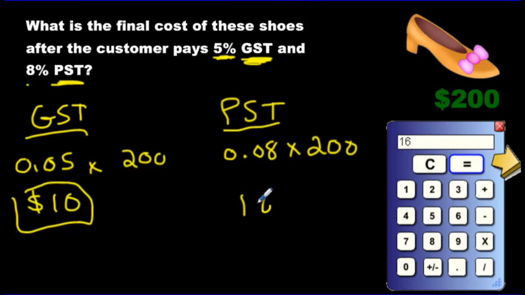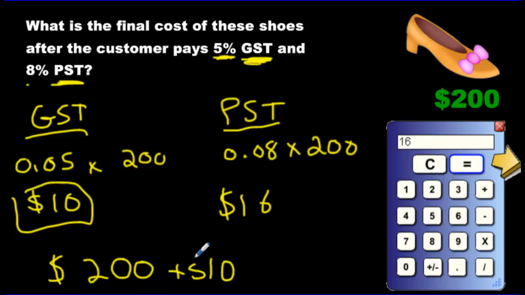That's just adding more price to your shoe. So your shoes, hopefully you're not buying one shoe for 200, but a lot of shoes are going for that price. Shoes are expensive. $200 plus $10 GST plus another $16 PST, and you get a total of... I'm running out of space here, I'm going to change my colors. You get a net total of $226. That's what you pay.